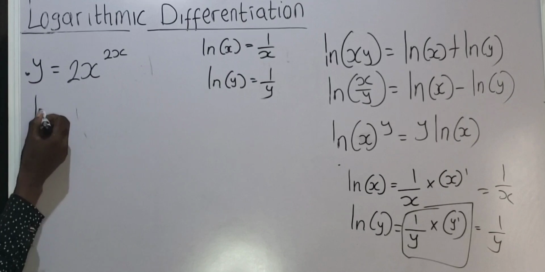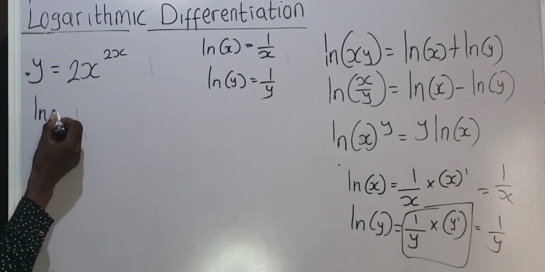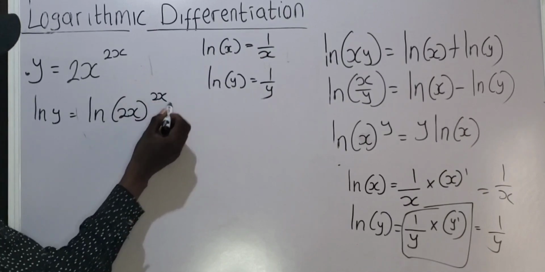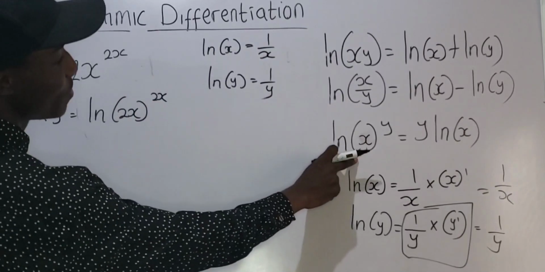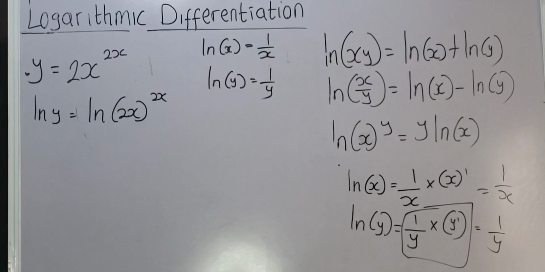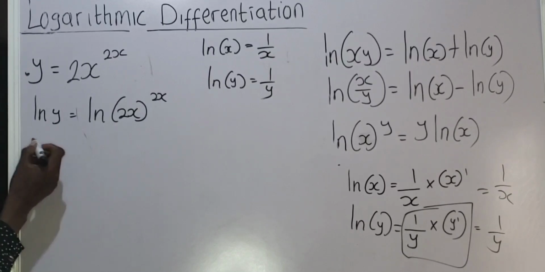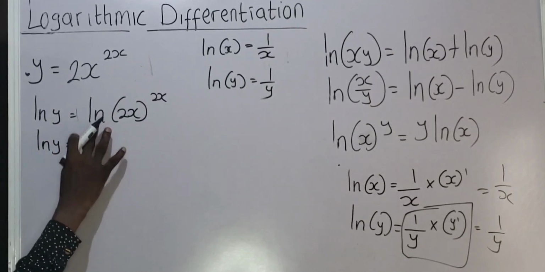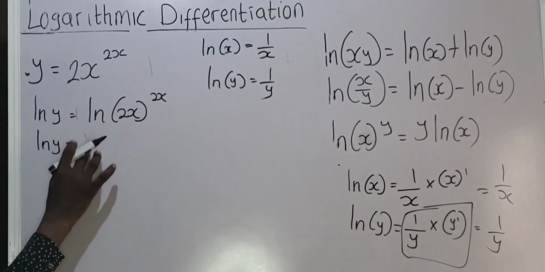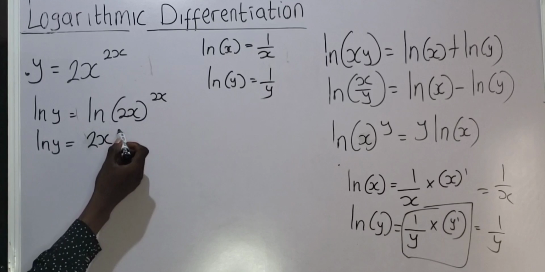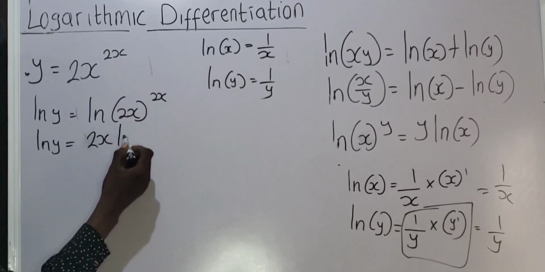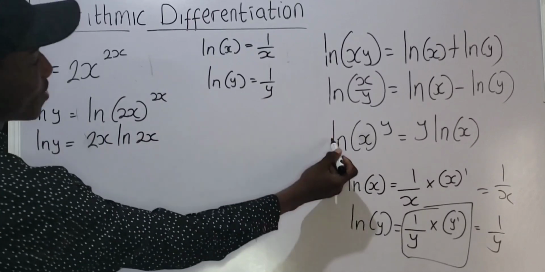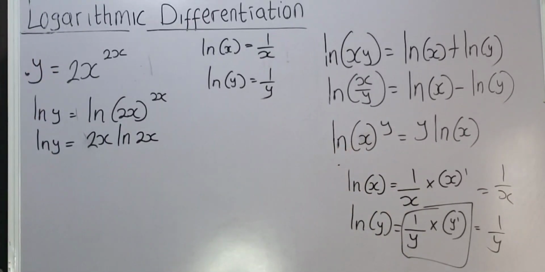So now, the first step is that we are going to take the natural log of both sides. So I'm going to have ln y is equals to ln of 2x raised to the power of 2x. So according to this rule, the log of a power is the product of the power and the log. So for this, I'm going to have ln y is equals to 2x multiplied by ln 2x. Do you understand to this point? According to this rule, the log of a power is the product of that power and the log.